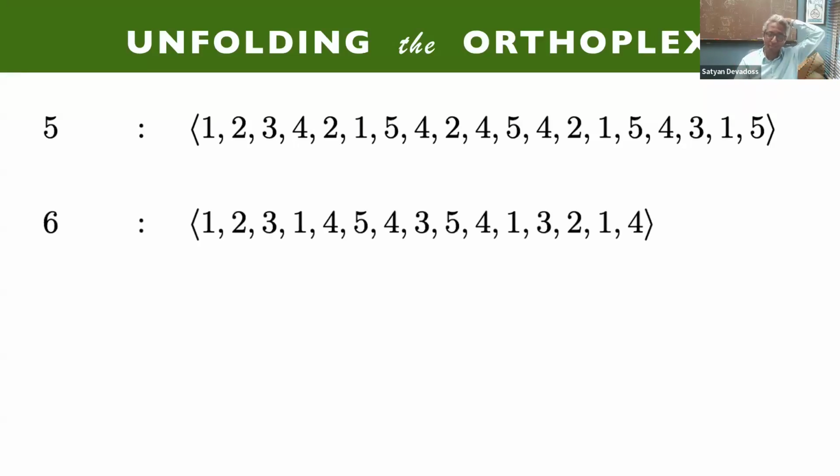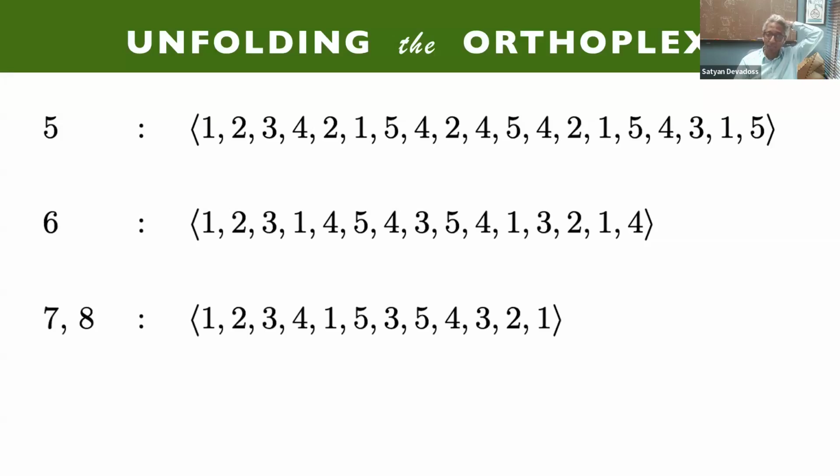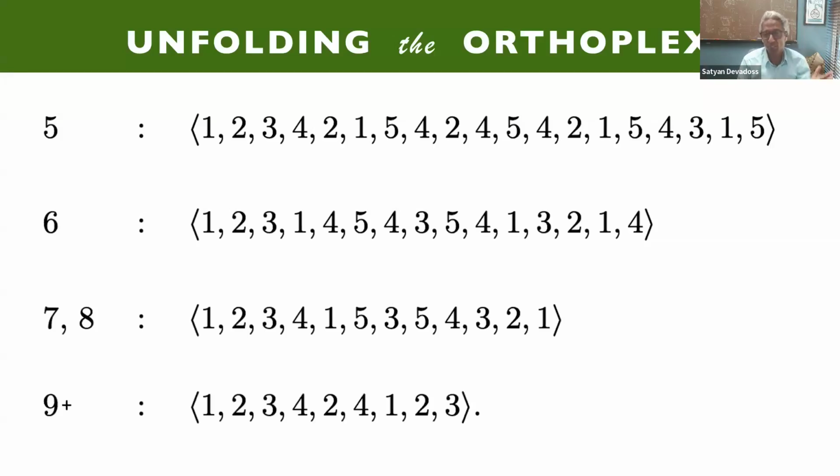This is the 6D case. This is the 7 and 8D case. And this is the 9+ dimensional case. And what's interesting to me is the number of simplices needed to give you unfoldings is becoming less and less. In other words, with small amounts of simplices, you're already getting problems.